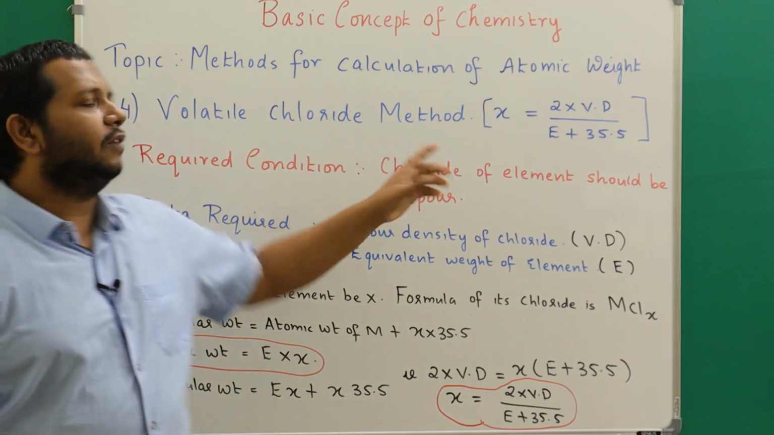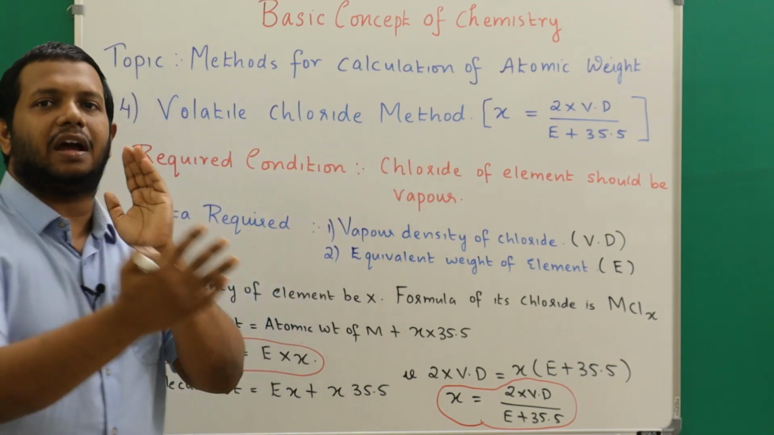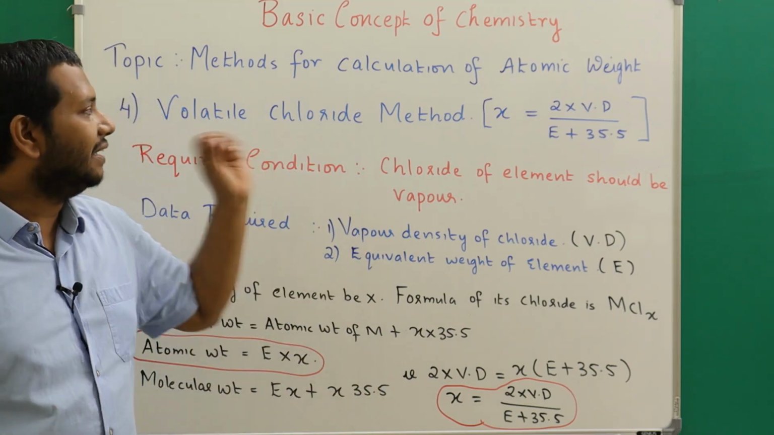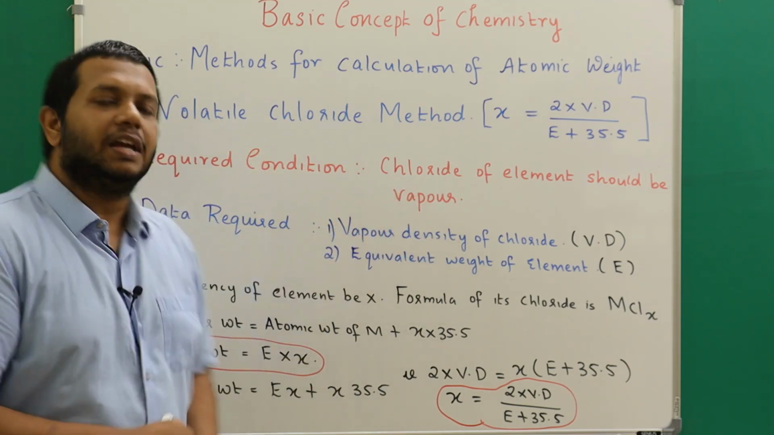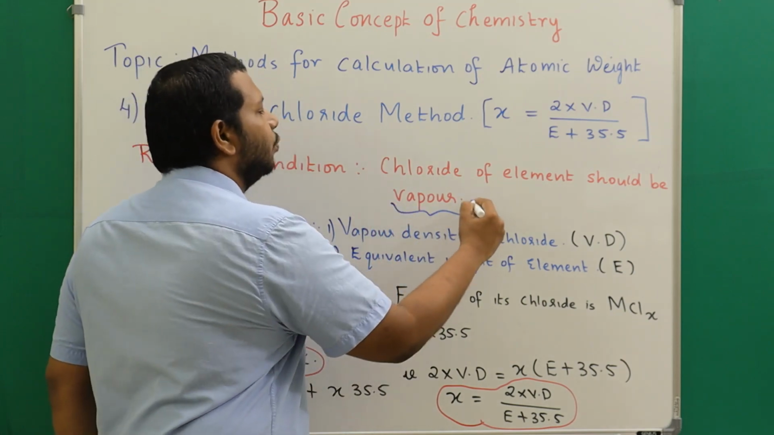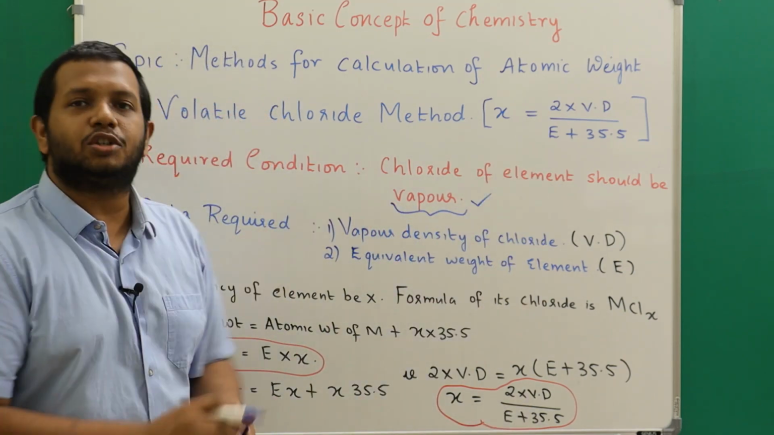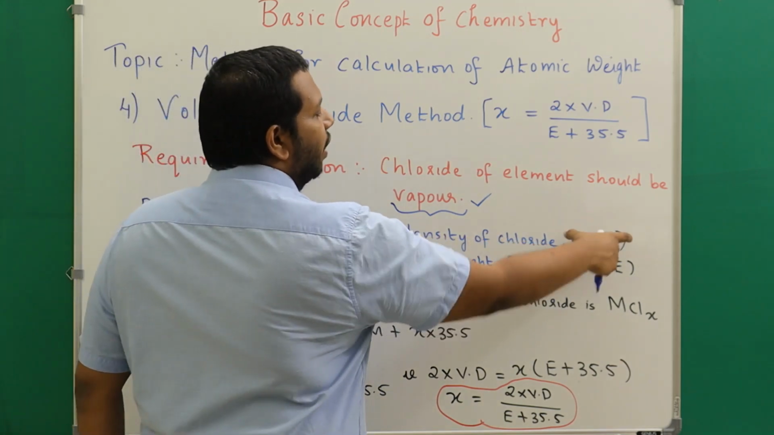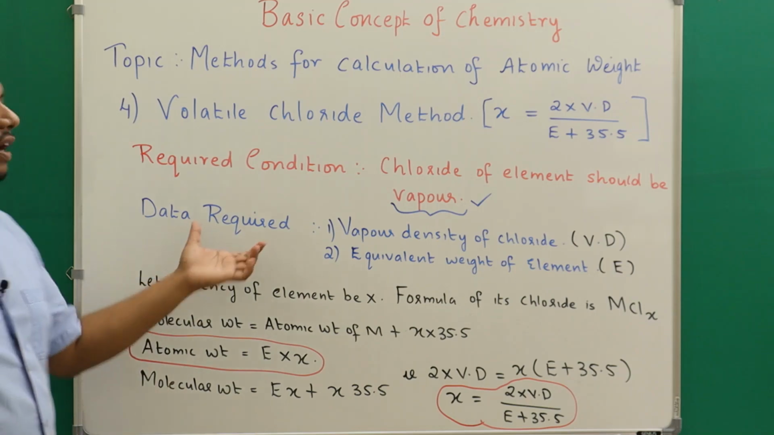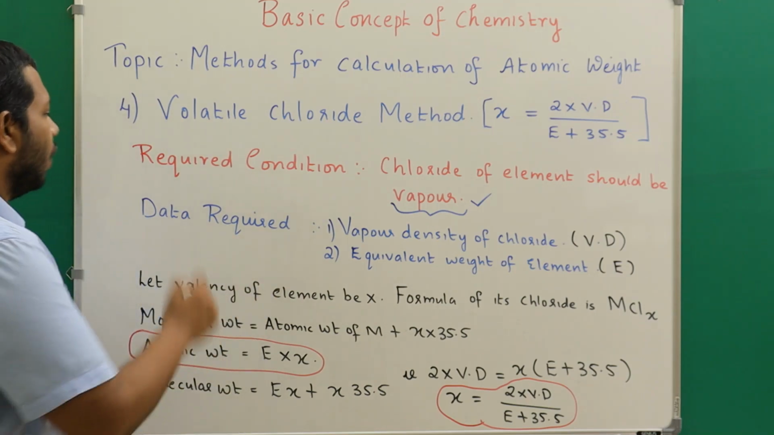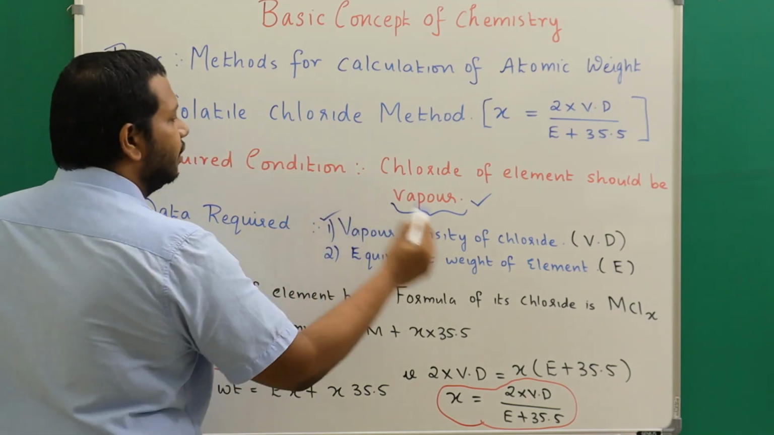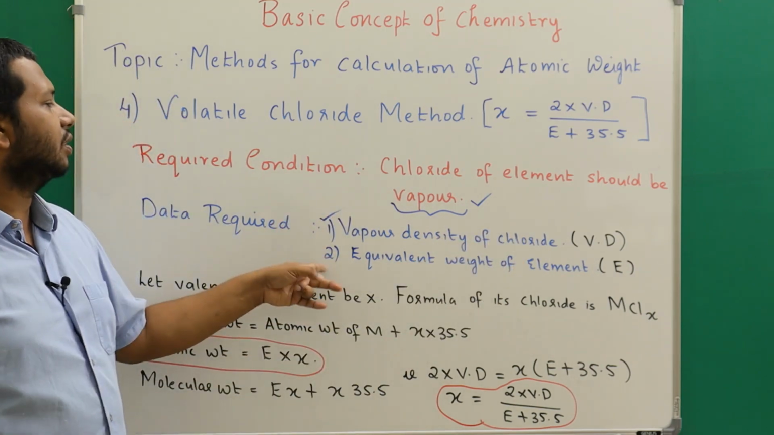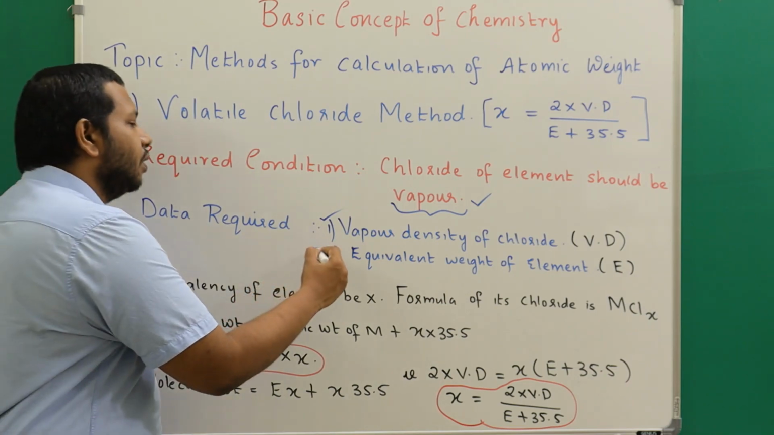One condition is that if you are taking an element and its chloride, that means the element combining with chlorine will form the elemental chloride. That chloride should be in what state? It should be in the vapor state. This is one mandatory condition. Why should it be in vapor state? Because then we should know its vapor density, that's why we say VD. So what is required to perform this experiment? One piece of data you need is the vapor density of the chloride, and the next thing you need is the equivalent weight of the element.